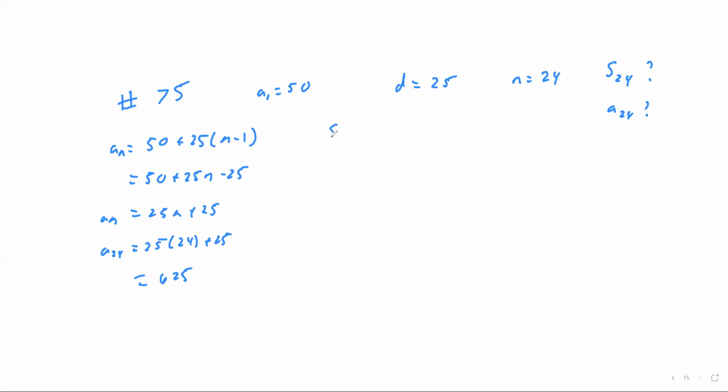And then my S of 24 would be n divided by 2. So that's 24 divided by 2 times my a sub 1, which was 50, plus my a sub n, which is 625. So this would be 12 times 675. So 675 times 12 gives me $8,100. So if he does this lease of his car, he's paid 8,100. Maybe it is a good deal. I don't know. Doesn't seem like a good one to me. But there you go. So there are your two answers. That's how much the monthly payment is after 24 months. That's how much you've paid for the car in 24 months.